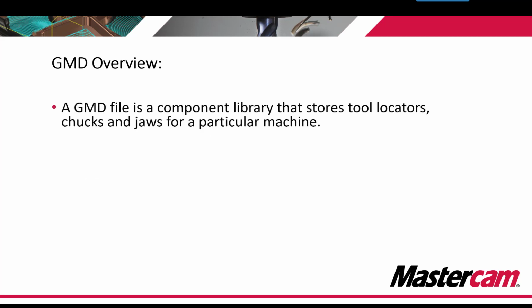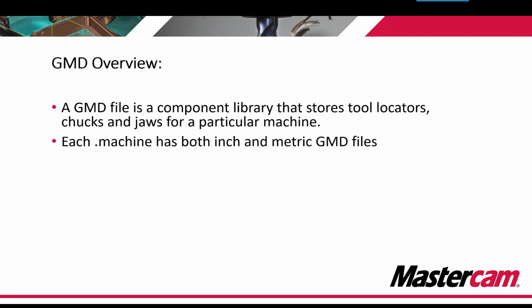First, let's look at what a GMD file is. A GMD file is a component library that stores tool locators, chucks, and jaws for a particular machine. Each .machine file has both inch and metric GMD files. They contain the same information, just appropriately scaled for either inch or metric programming.